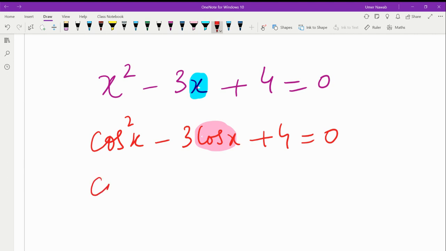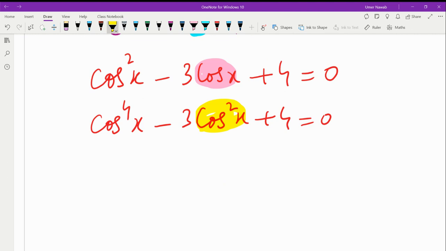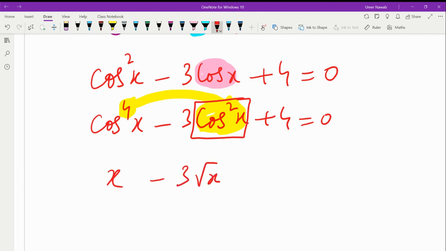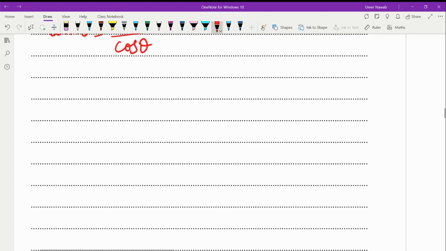If I want to write cosine to the power 4 of x minus 3 cosine squared of x plus 4, what is this equation? This equation is quadratic in cosine squared of x, because this 2 is going to multiply with 2 to get this power. Some people call them disguised quadratic equations, but the main thing is to look at the smallest power seen here, and the equation is quadratic in that one. And let me write here, for example, x minus 3 square root of x plus 4. Imagine if you remove the square root, it is 1 over 2, and multiplied with 2, it will give you 1. So this equation is quadratic in square root of x. So I hope you understand what type of equation I am looking at.